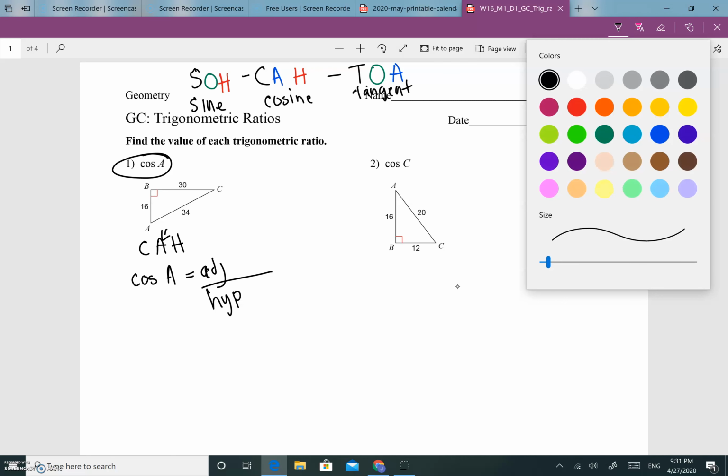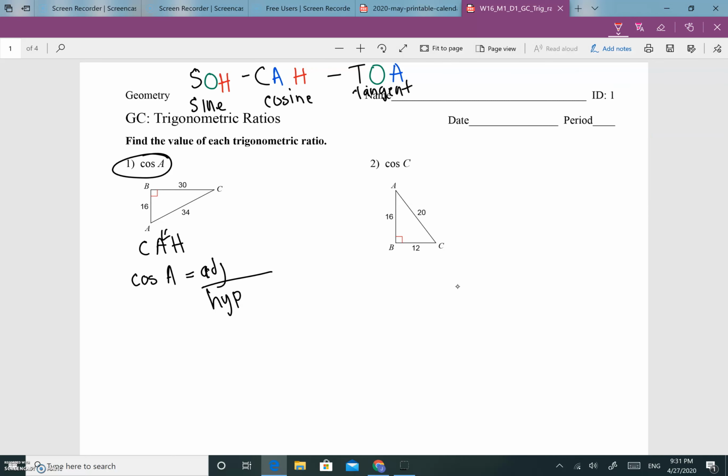So if you remember from the Pythagorean theorem, the hypotenuse is always going to be the longest side, or it's also going to be the side that is opposite to the 90-degree angle. So that would be 34. So 34 is my hypotenuse.